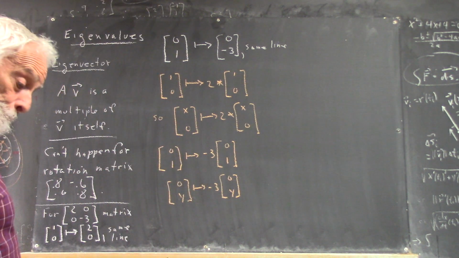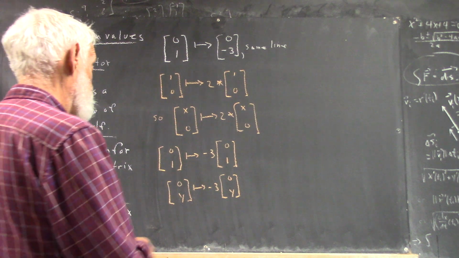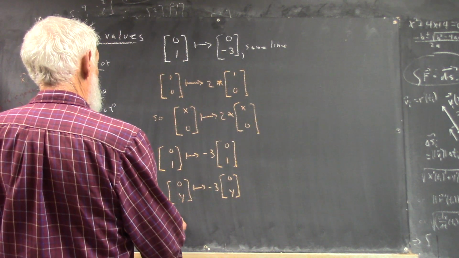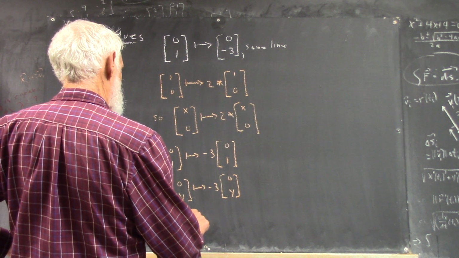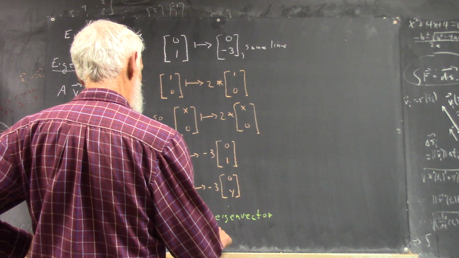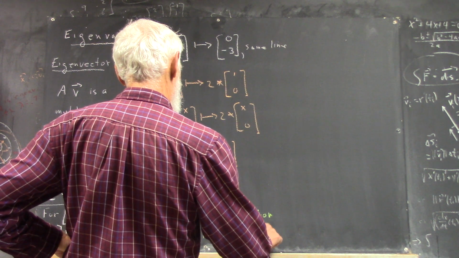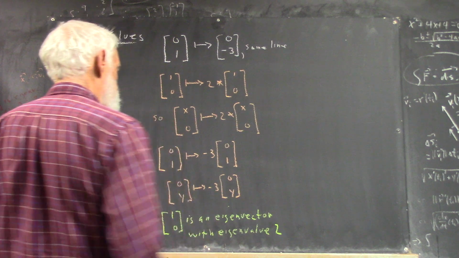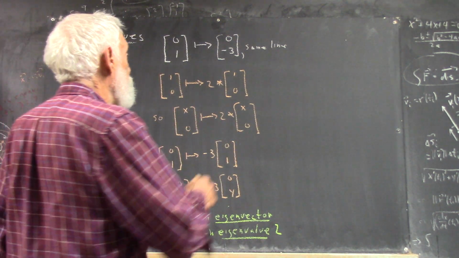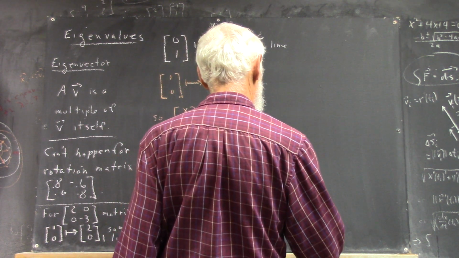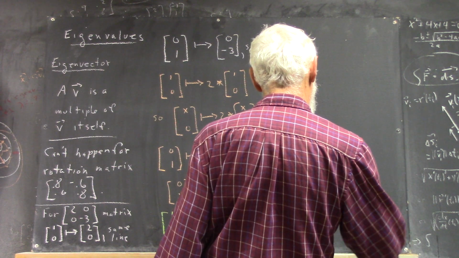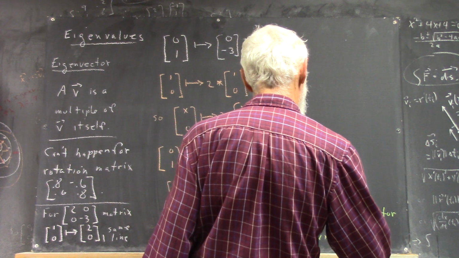Okay, now, the big deal is this eigenvalue equation. So the eigenvalue here, I'm going to say (1, 0) is an eigenvector with eigenvalue 2. And (0, 1) is an eigenvector. And what's its eigenvalue?